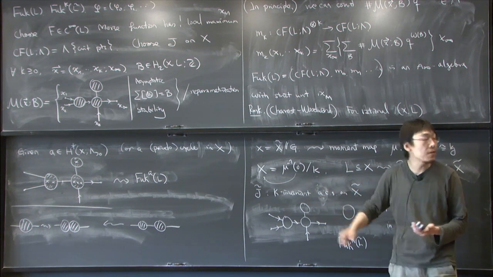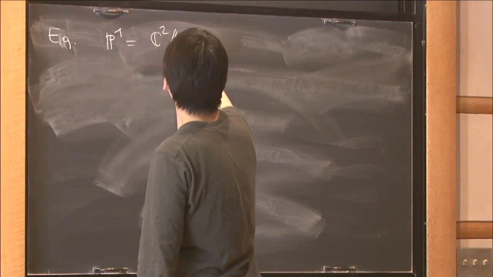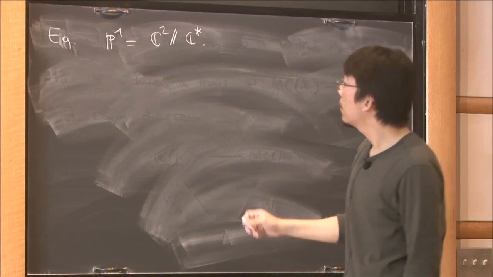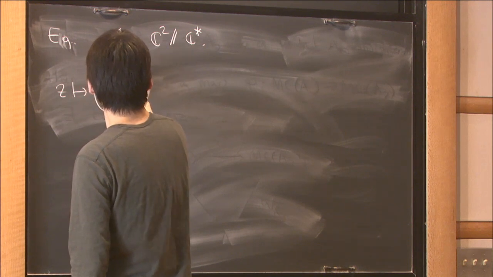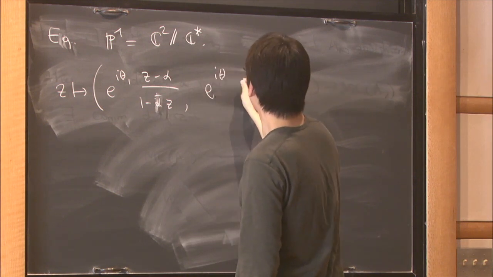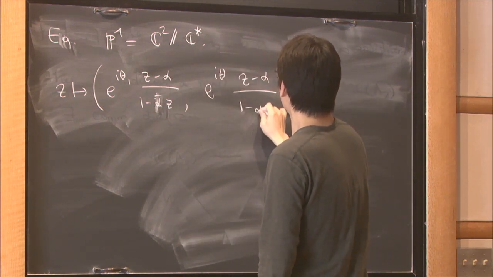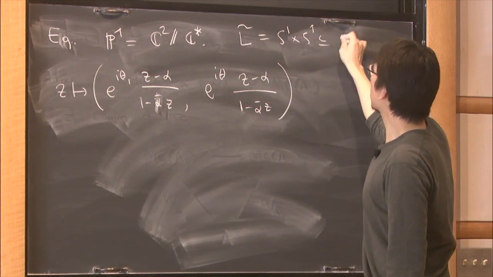And indeed, they are counting different things. So let me give an example of the difference of disks. So for example, if we have P1, which is C2 mod C star, and you can consider upstairs the map, so L tilde is S1 cross S1 in C star.